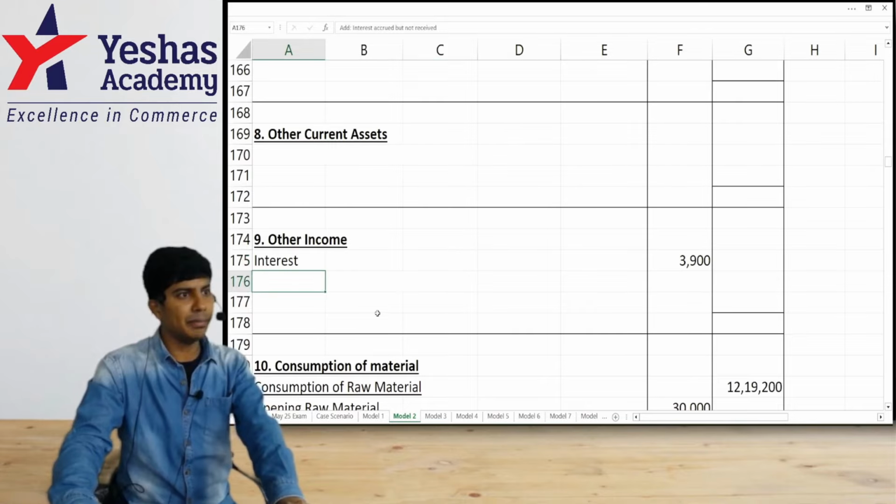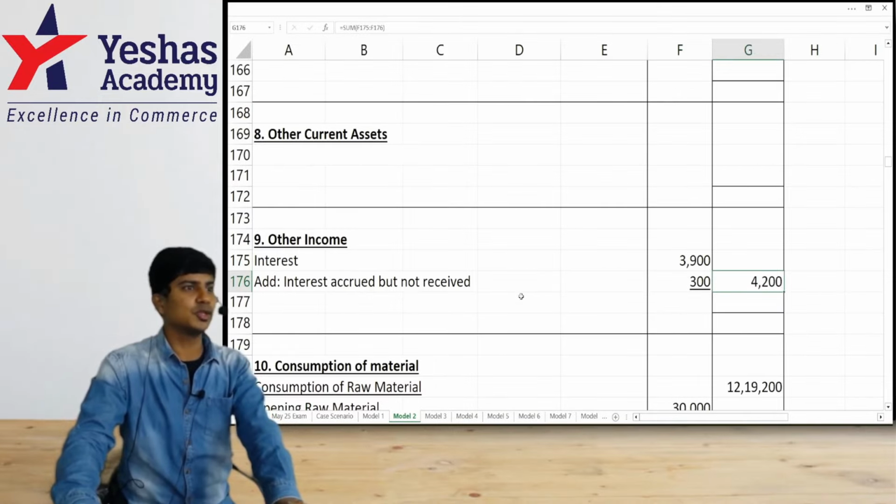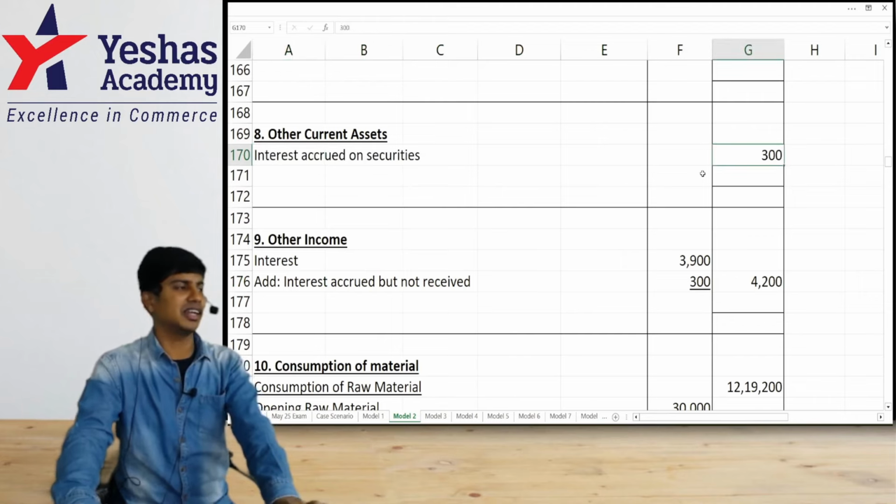Interest is telling, baba, I have been waiting for you for so long. Add 300, it becomes 4,200. Where else do we write this 300? Other current asset. Interest accrued on securities 300.